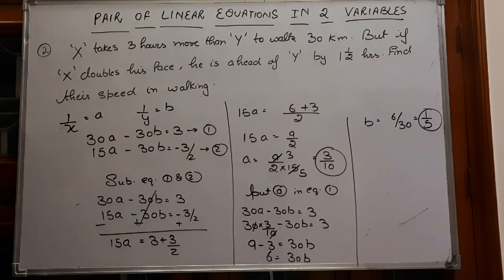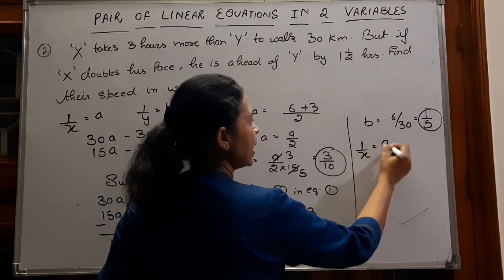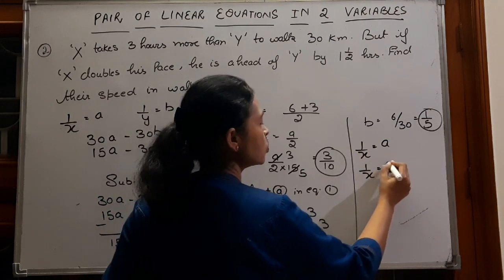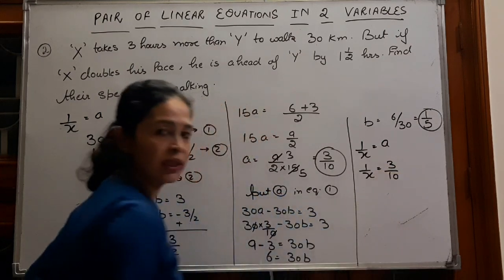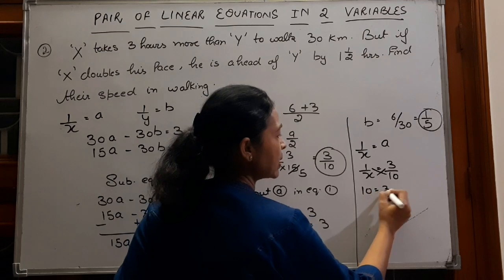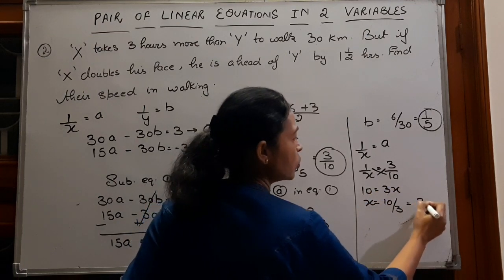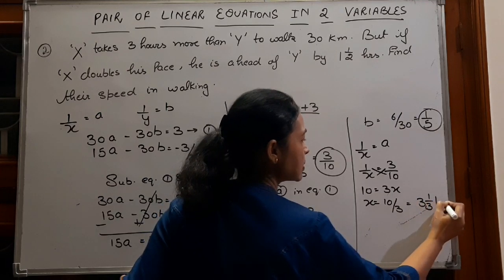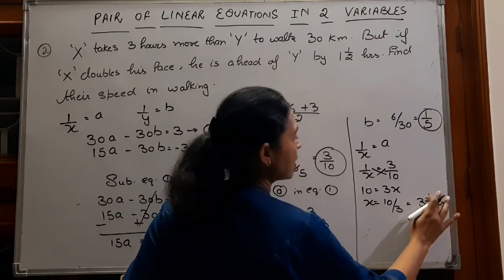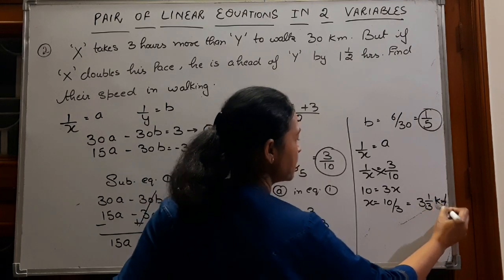But we have to find the value of X and Y, which was the speed of capital X and capital Y. Now, 1 upon X was equals to A. 1 upon X is equals to 3/10. What will be the value of X? Cross multiply. 10 equals to 3X and the value of X is 10/3. That is 3 1/3 hours.